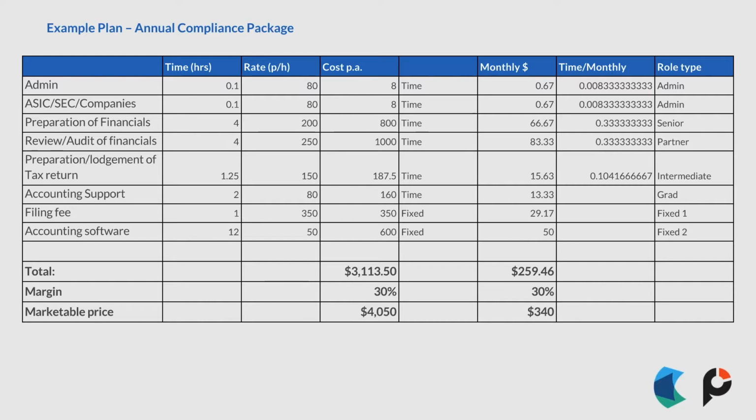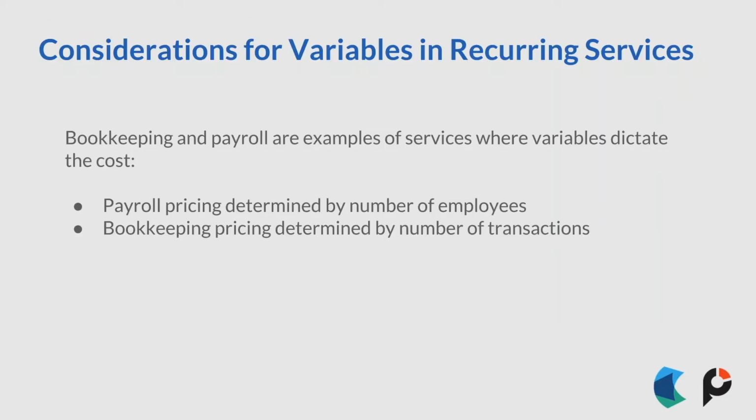So if you can display all that value and say, cool, we're going to do all of this for the year for $340 a month, like it? Makes sense. I like it.